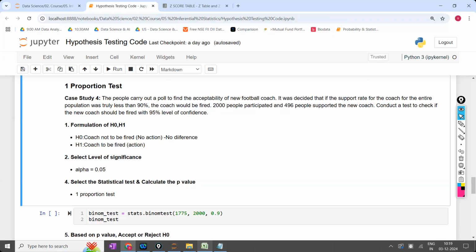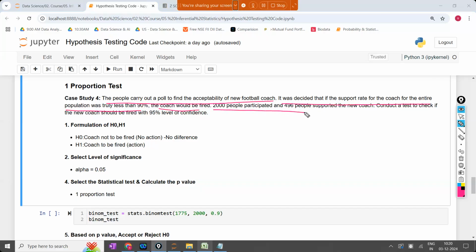Next. Now let us move on to the discrete variables. Let us see the discrete variables. What are discrete variables? For discrete variables, we have them in terms of serial numbers, I mean a categorical column. Now here we have people carrying out a poll of acceptability of a new football coach. It was decided that if the support rate for the coach for the entire population was truly less than 90%, the coach will be fired. Minimum 90% of the people have to support the coach.